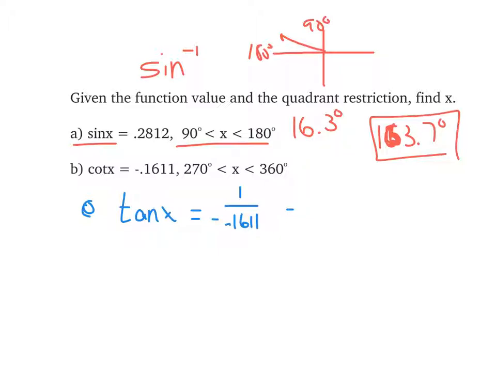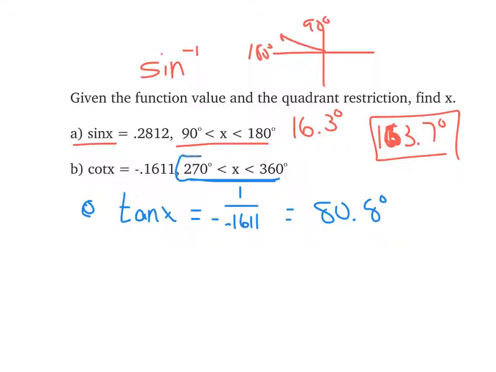Now, to be honest, you can ignore the negative if you want to, because we've got to put it in this quadrant anyway. So it's kind of up to you whether you want to put the negative in there or not. I'm not going to. I'm just going to go 1 over 0.1611 in my calculator, and my calculator tells me it is 80.8 degrees.